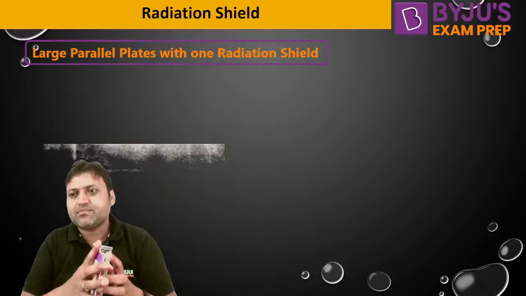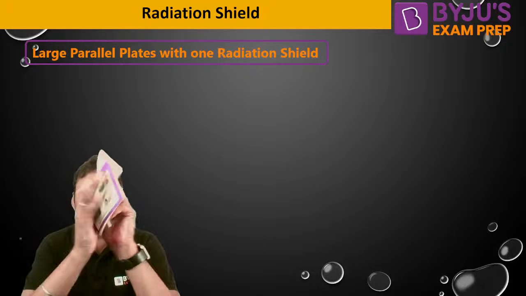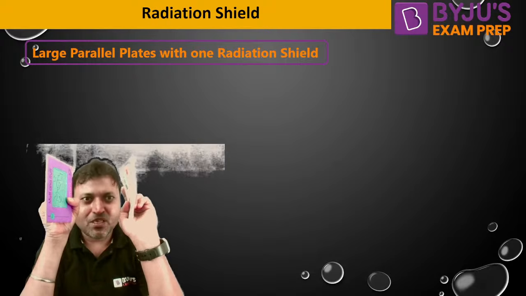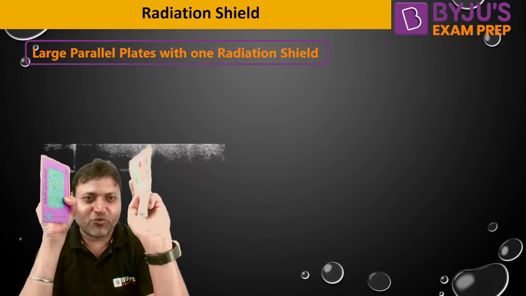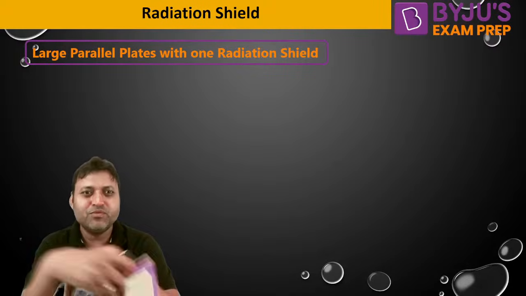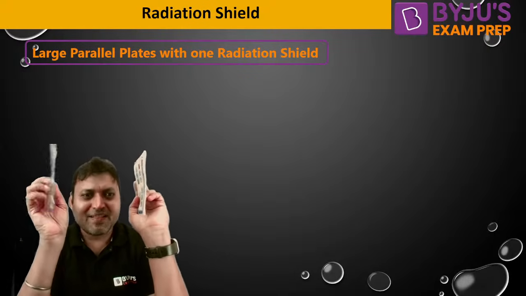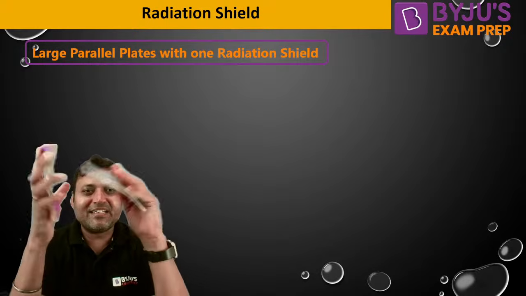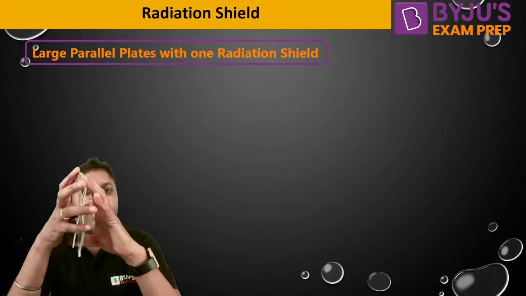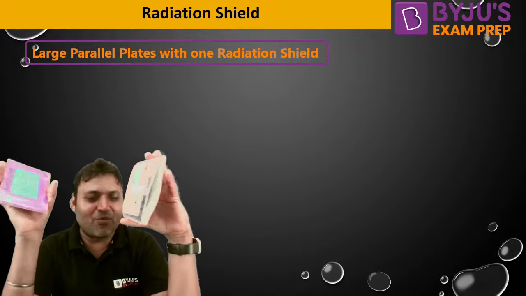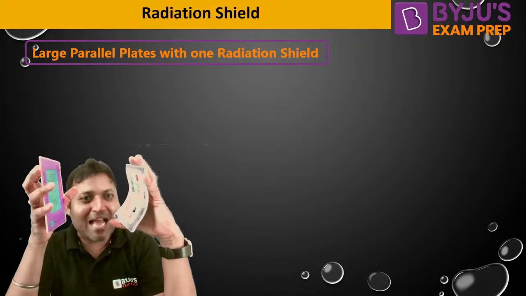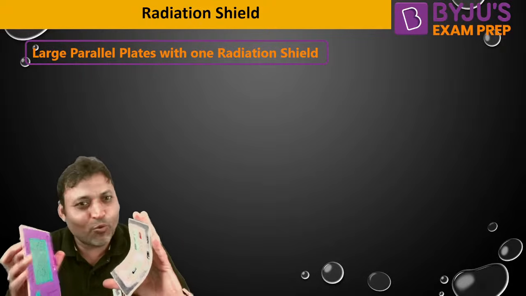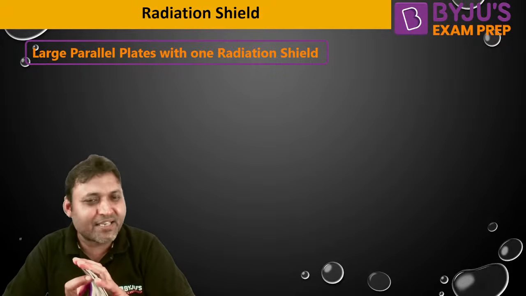Look, these were two very large parallel plates. So the total number of thermal resistances was 3. One surface resistance for surface 1, another surface resistance for surface 2, and the third is the space resistance between 1 and 2. If they are non-black, then there will be 3 resistances. But if they are black, then there will be only one thermal resistance, that is the space resistance between 1 and 2.